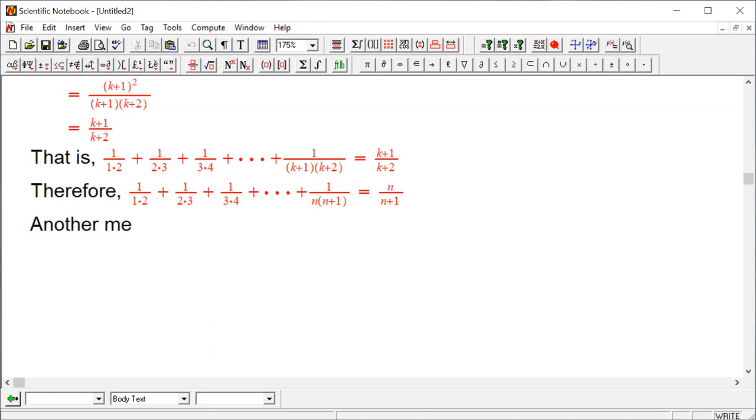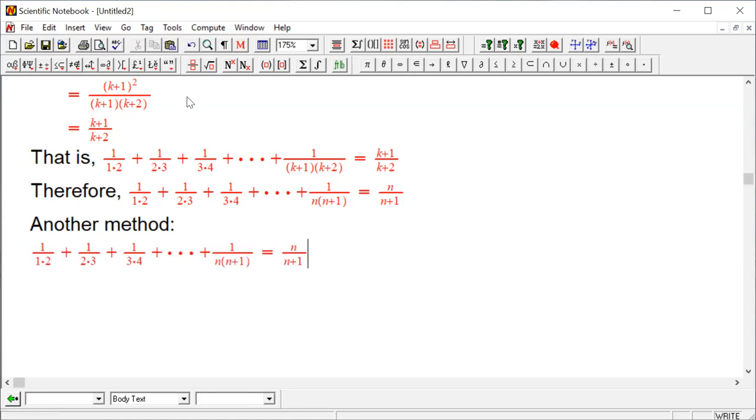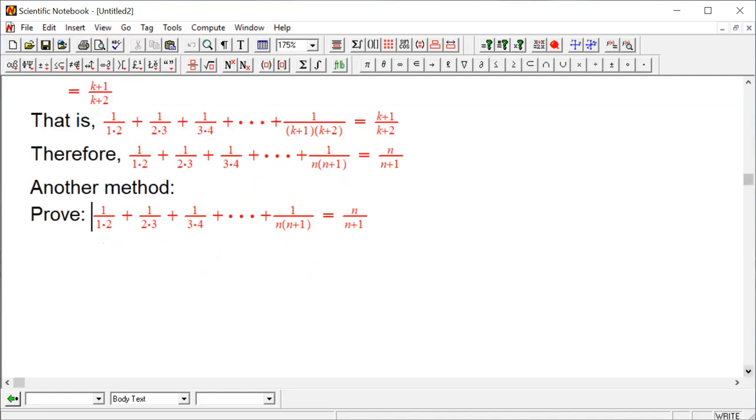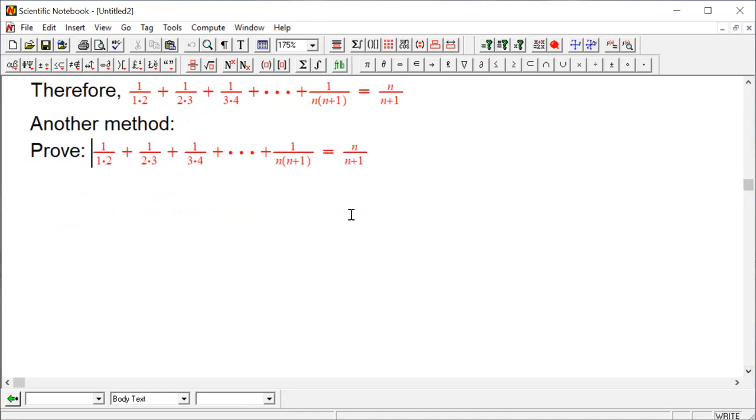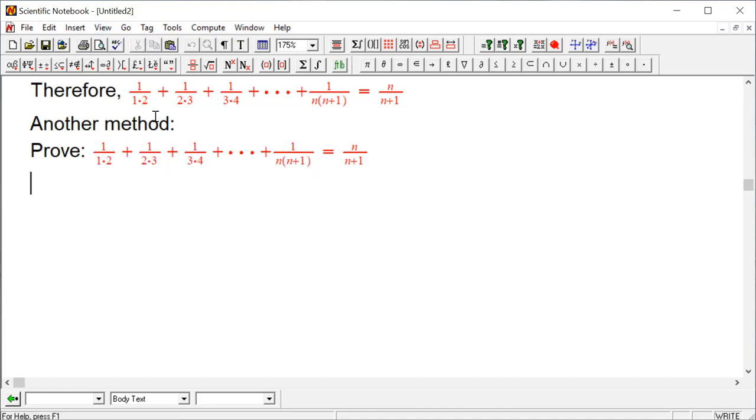Okay, another method I want to show you, which is here. We know this is to be proved, right? So this time I'm not using the induction method. I'm going to use some algebraic maneuvering, okay? So on the left-hand side, I'm going to work with the left-hand side.